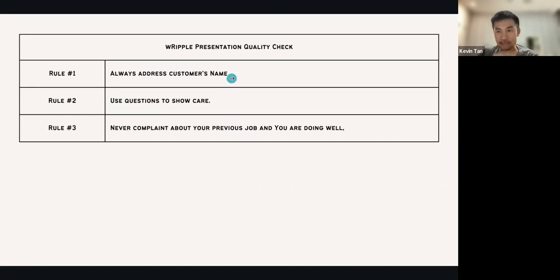Number 1, address the customer's name, keep saying the customer's name. Use questions to show care. Just now, when we just opened, I asked Cairo, hey, why do they not go to Kajang? Actually, we always go to Kajang for what? I was just asking. Zoe told me, oh, not having dinner. Oh, I see. Zoe has not had dinner because your mom cooks. Is it? Why do you always eat last? Oh, I eat a lot. So that is how we show care, because we are interested in that person. And never complain about your previous job, and you're doing well.